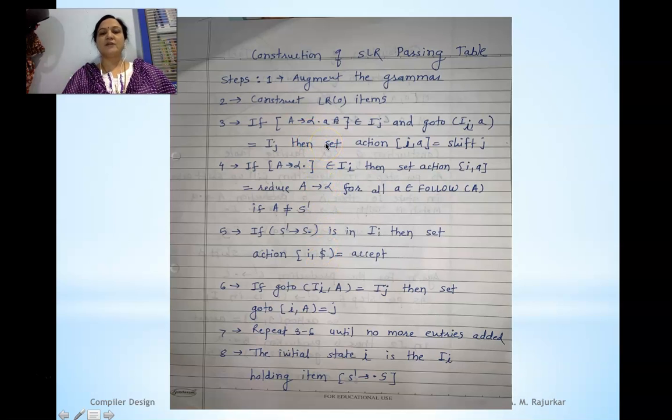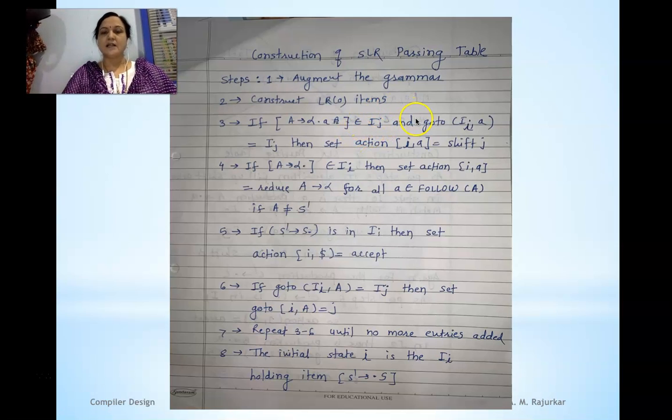First we will see how we fill up entries in the SLR parsing table for shift actions. So what is the rule for shift action? We have to search for a production of the form A tends to alpha dot a beta. What is the meaning of this rule? After the dot a is there, means after the dot there is a terminal symbol, right? If after the dot there is a terminal symbol, this type of production in the LR0 items will lead to a shift action.